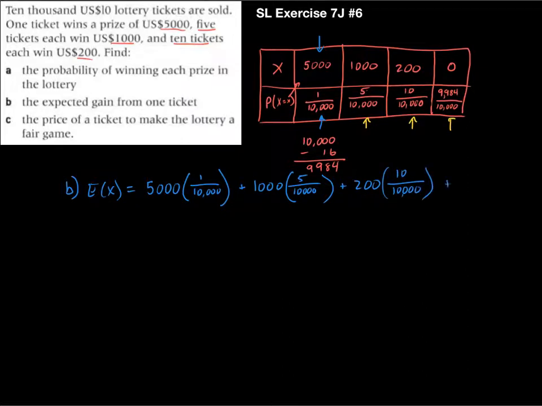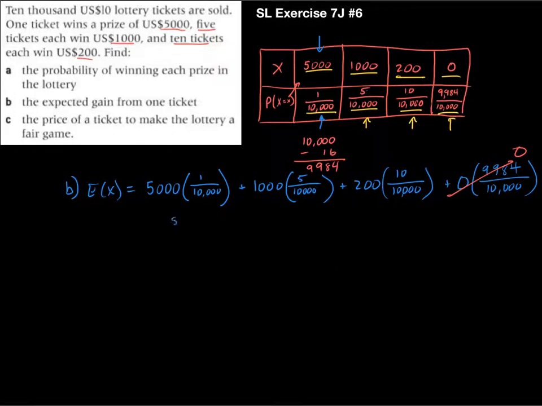And then at the end, we've got 0 times 9,984 over 10,000, right? And so just like we've done in the past, you take the top value, multiply it by its probability, add that to the next value times its probability, and so on and so forth until we get to the end. Now, of course, anytime you multiply by 0, you're getting 0, so that's going to cancel out. Again, you'll notice that I left it in the denominator of 10,000 because that's going to be helpful here.